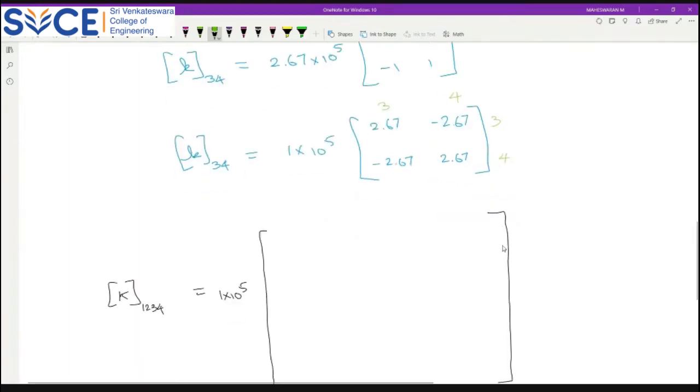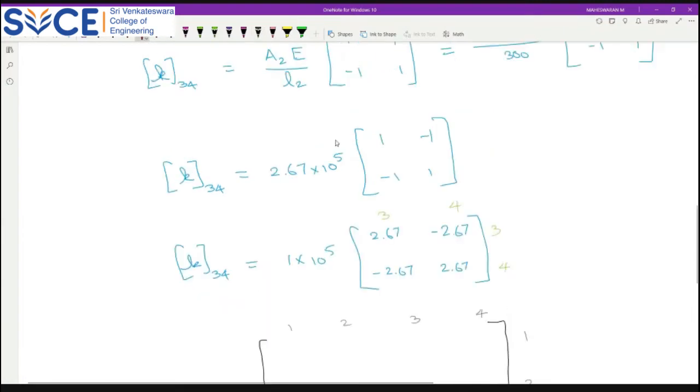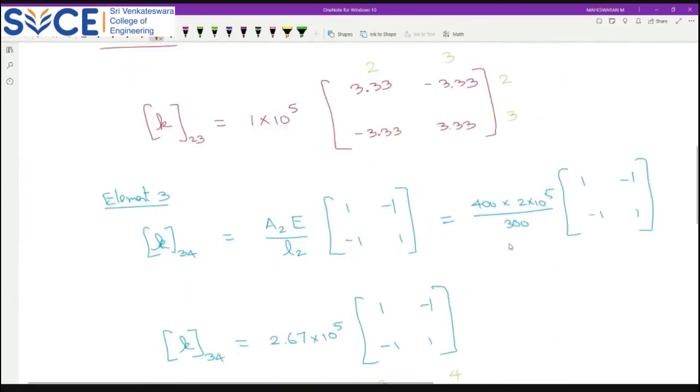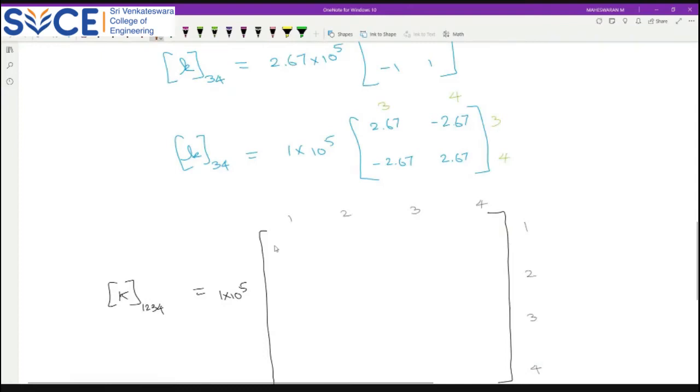So now I will write the same thing here. So I have 1 2 3 4. Similarly here also 1 2 3 4. Okay, let me put accordingly. I will use the same color for better understanding. So this is orange color, I will go for this 3.33, right? So which will be here, 3.33, minus 3.33, minus 3.33, 3.33. This is for the first one.